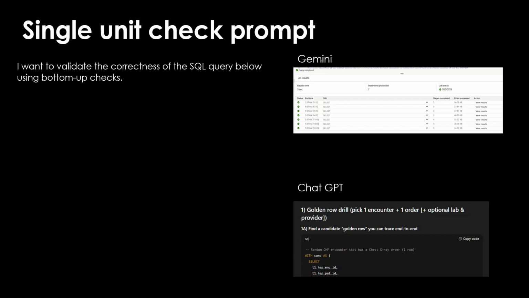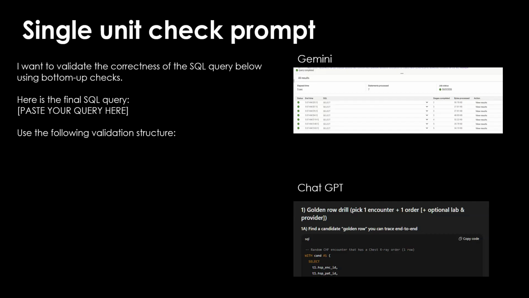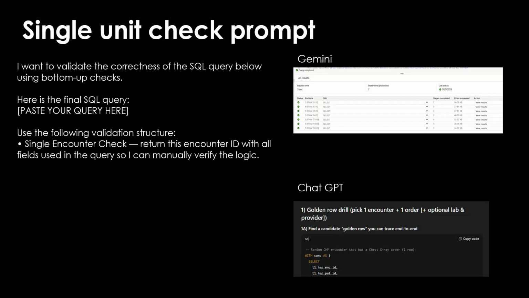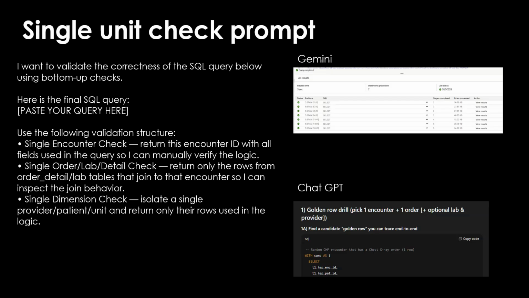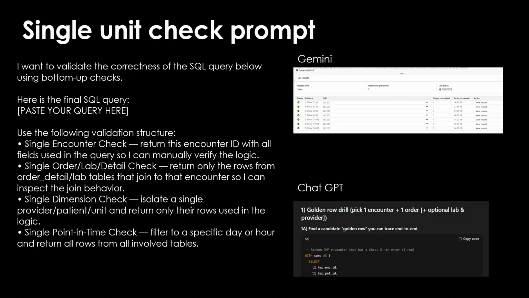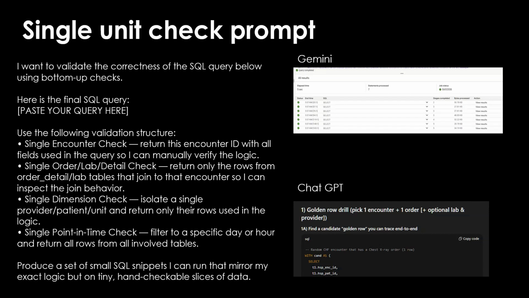So here's an example. I want to validate the correctness of the SQL query below using some bottoms-up checks. Here is the final SQL query. Paste it in there so it has the context. Use the following validation structure. Single encounter check, if that's relevant. Single X, Y, Z, right? Tell it, I want you to do this. Single order, single lab, so on and so forth. Single dimension check, isolate something like provider, patient, something like that, or a point in time. Like give me this day, this hour, whatever the case may be that you want to see. Tell it what you want to see.